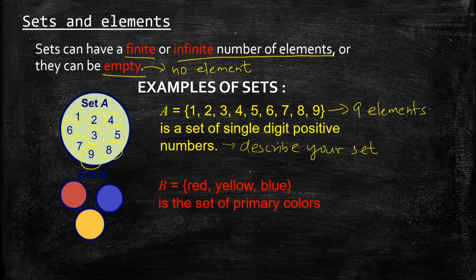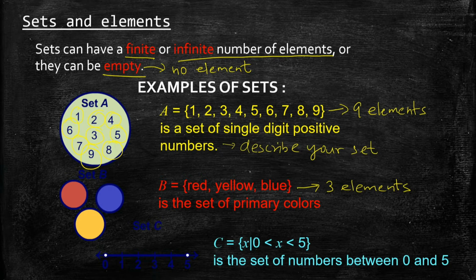Okay, let's take another example. This is set B. Now set B has 3 elements, and you can see they are the 3 different colors that I've selected here. One is red, one is blue and one is yellow. So I can write my second example of set B, which has 3 elements, and the way I can describe this set is that it is the set of primary colors.